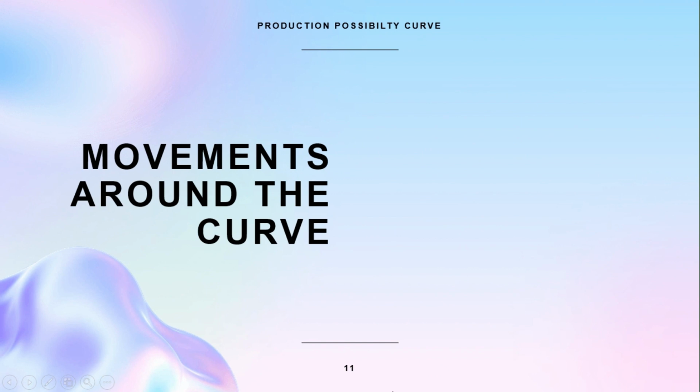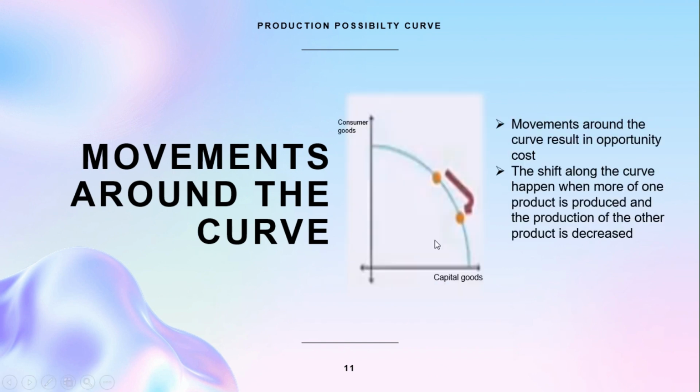Now let's talk about movements around a production possibility curve. Movements around the curve result in opportunity cost. And the other point: the shift along the curve happens when more of one product is produced and the production of the other product is decreased.